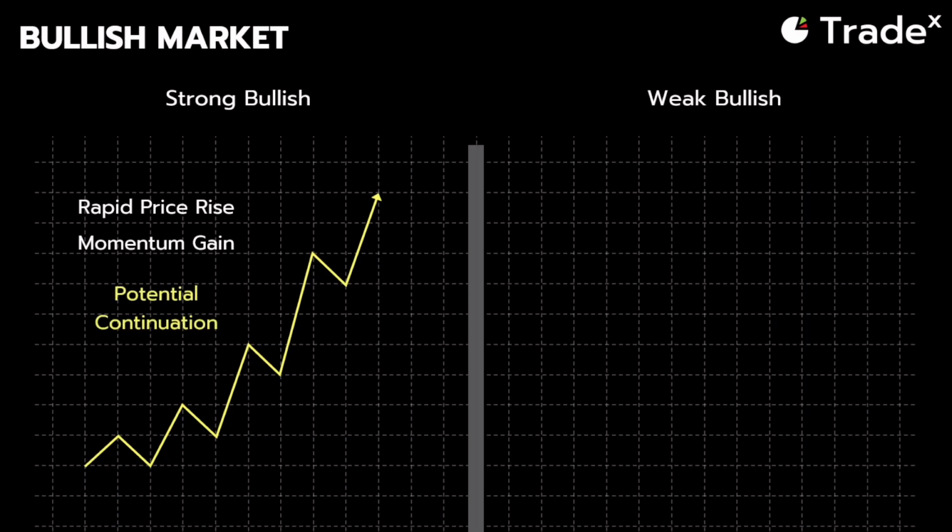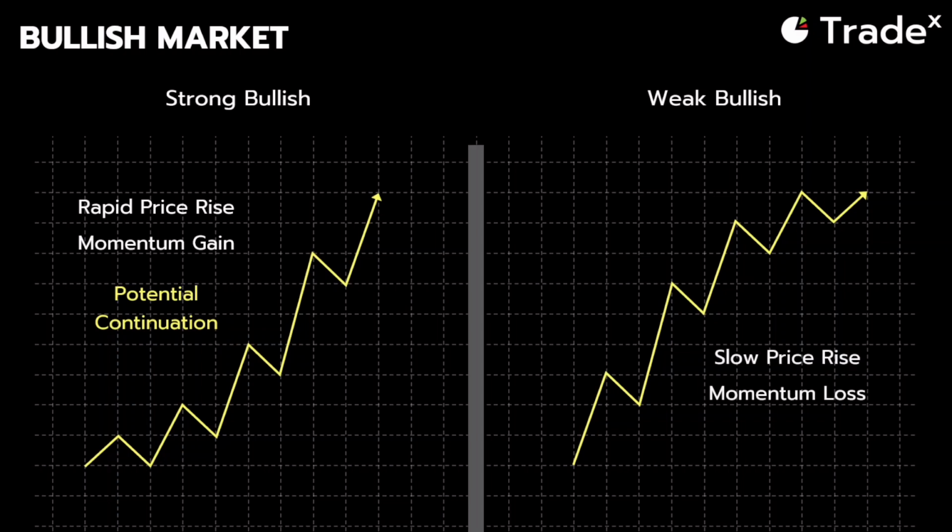In contrast, a weak bullish market sees the price still rising but at a slower pace, with smaller increments between higher highs. While the market remains bullish, the weakening momentum may signal a potential shift, consolidation, or reversal.